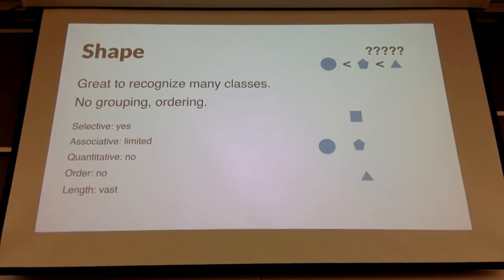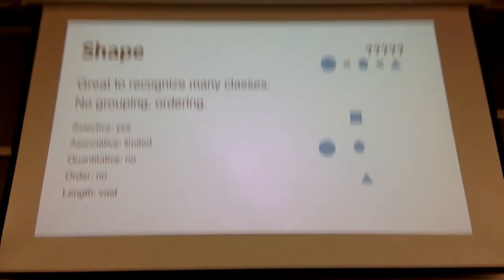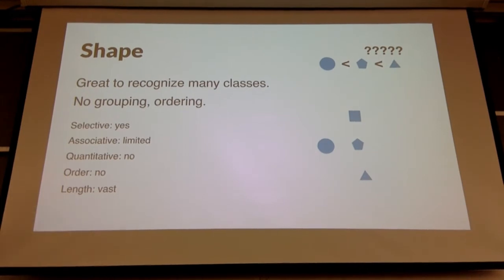Shape is great for recognizing many classes. So I think shape has the largest length of all of the visual variables. We can tell apart shapes very easily, but it doesn't support grouping, or not very well, let's say. And it doesn't support ordering. So it's selective, but it's only limited associative.